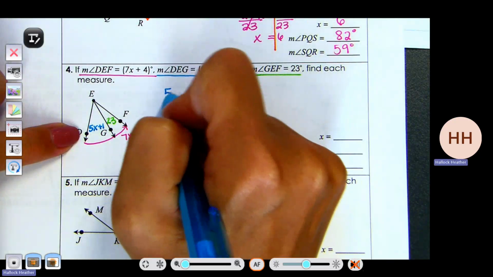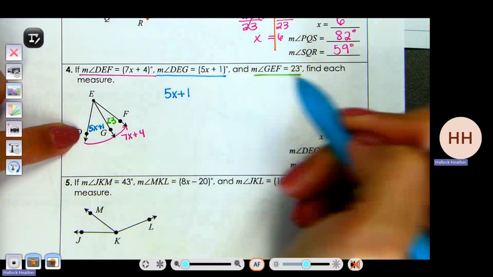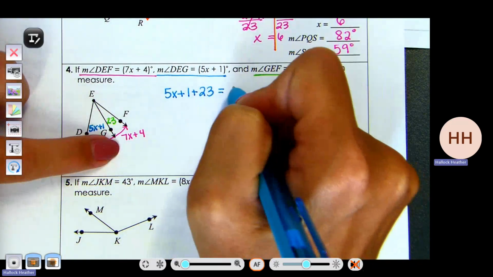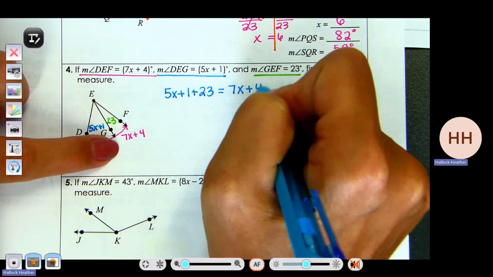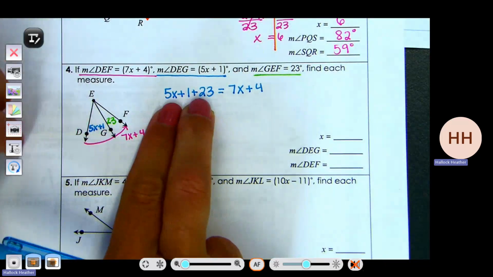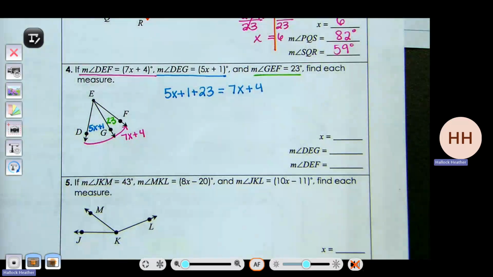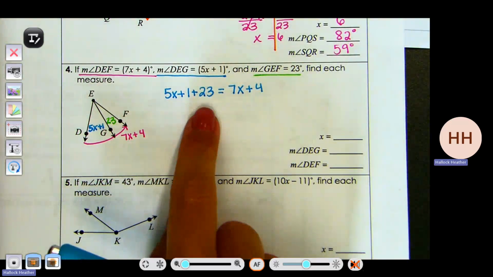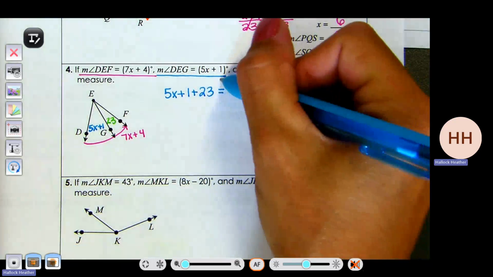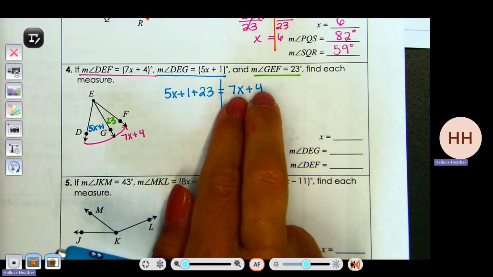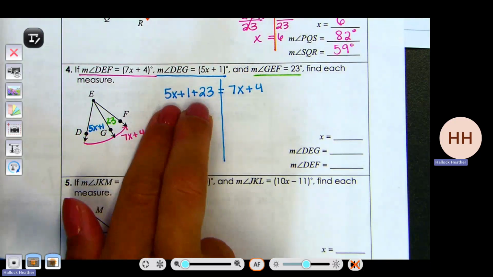Beautiful. I'm going to write it a different way, but that's also correct. So 5x plus 1 plus 23 equals 7x plus 4. As long as you have these two together being added together, and then you have this one on the other side, it doesn't matter if you reverse it or put it in a different order. Okay. So I'm going to draw my little line. I have two things over here. I can't combine them. It's a 7x and it's a 4. And then over here, I have a 5x and I have a 1 and I have a 23.